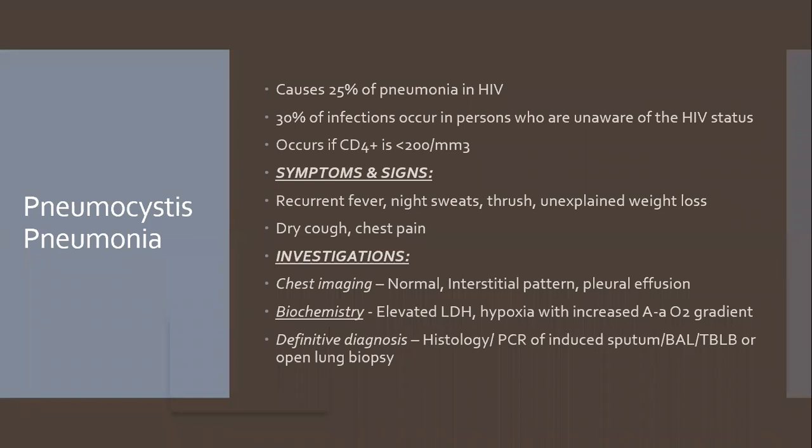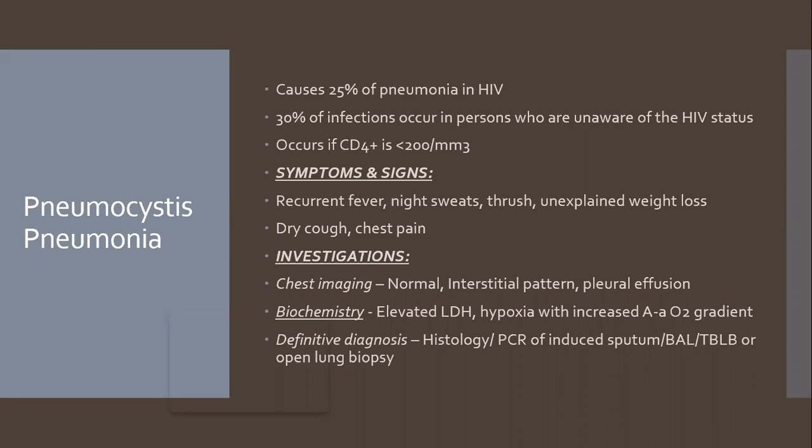The next is Pneumocystis pneumonia. This causes 25% of the pneumonia in HIV. Many of the infections occur in patients who are not even known to be HIV. So that's why it's an AIDS-defining illness. If the patient is having a pneumocystis pneumonia, think of HIV. This occurs if CD4 count is less than 200.